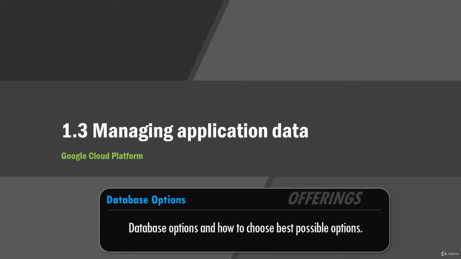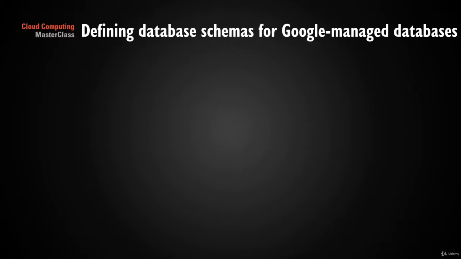1.3 Managing Application Data. In this chapter and the chapter following this one, we are going to see different database options, looking purely at the syllabus. The syllabus says defining database schema for Google Managed Database, and it contains Cloud Datastore, which is DocumentDB, Bigtable, and BigQuery. We are not going to focus only on these databases. We are going to focus on all the database offerings and how you can define the schema for those.